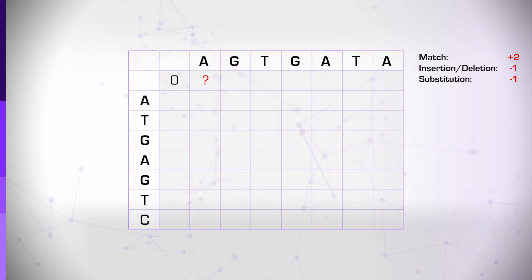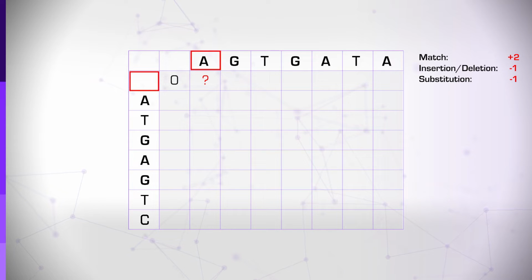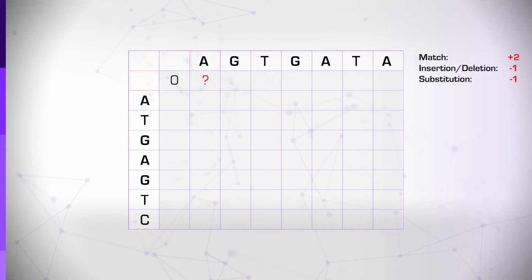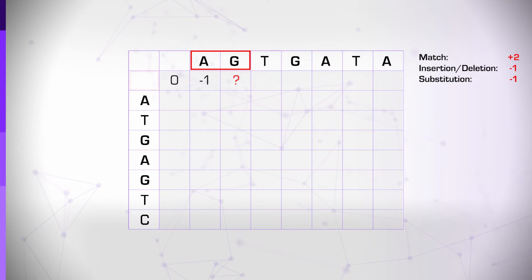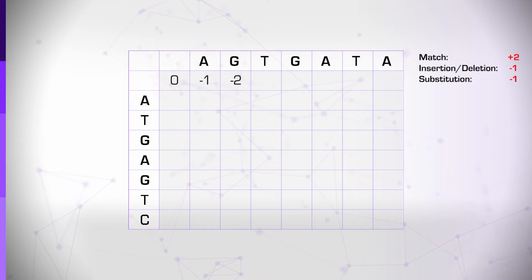The first cell we need to fill in represents aligning the nucleotide A with an empty character. This can be done by deleting the A. Since the cost of deletion is -1, the cell will be assigned the value of -1. We look at the next cell, which represents aligning the first 2 nucleotides of the horizontal sequences, A and G, with an empty string. Here we require 2 deletion operations, so the cost will be -2. We continue to fill in the entire 0th row in the same way.